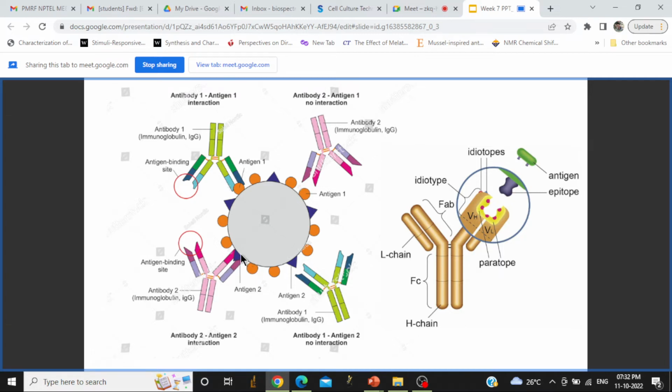So here is antigen 2. For the antigen 2, a specific type of antibody is there, and this antibody only binds to the antigen 2; it will not bind to the antigen 1. So antigen antibody interaction only occurs when the paratope in the antibody and the epitope in the antigen match. So this antibody 1 will not be able to bind to antigen 2 because it is not specific to it, and this antibody 2 will not be able to bind to antigen 1.